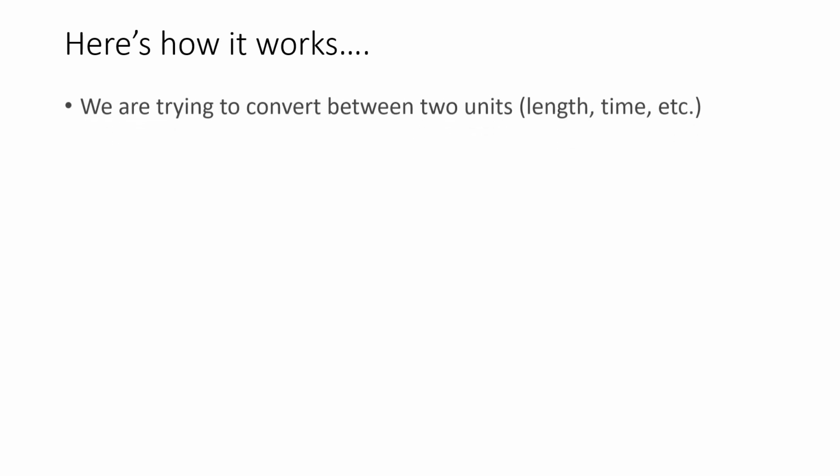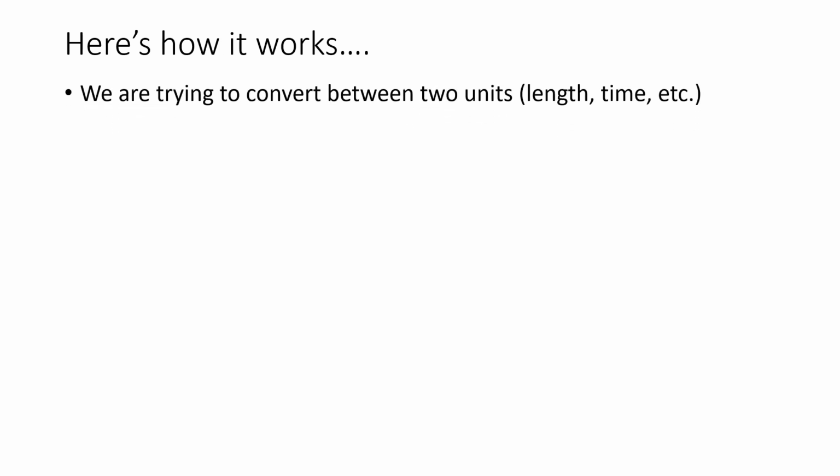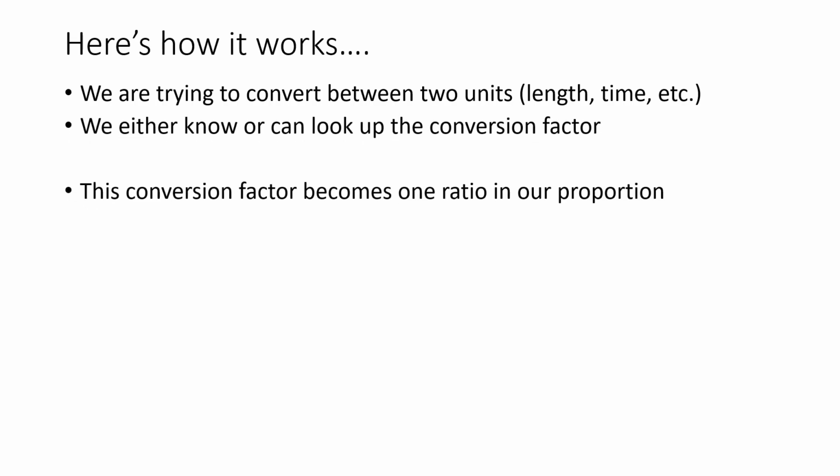Okay, now here's how it works. This is kind of an overview. If this is a little bit confusing, just hang with me. We're going to go into some examples that I think will clear it up. But we're trying to convert between two units, say length, time, and so forth. So you've got something measured in hours, but you need it in minutes or seconds. You've got something in centimeters and you need it in inches. It could be many, many different kinds of things. We either know or can look up the conversion factor.